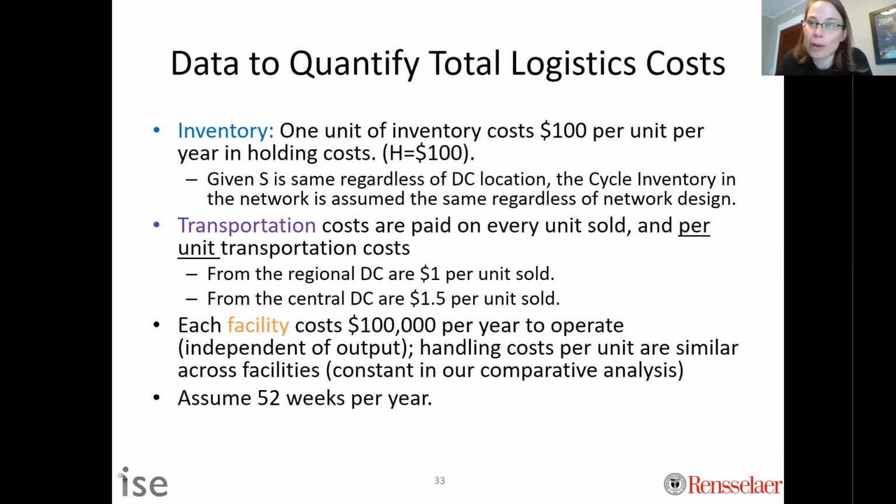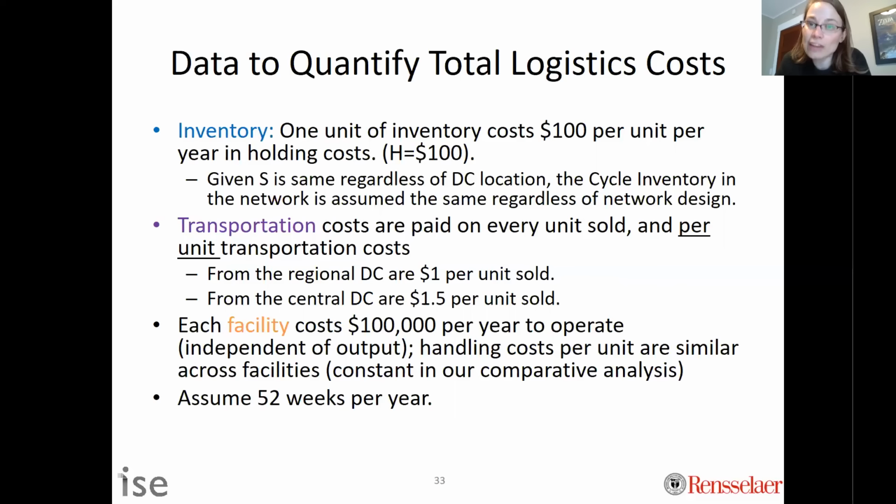In terms of this example, our inventory holding cost is $100 per unit per year. So it's pretty high. We would assume that we're selling pretty expensive things.